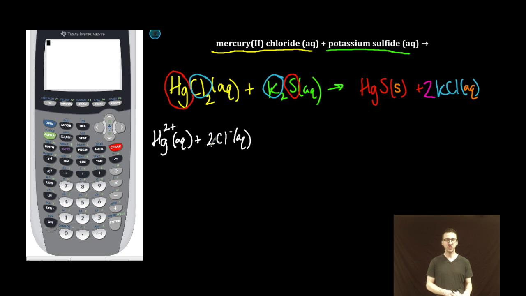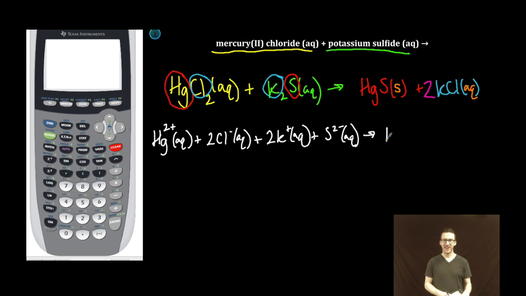Notice that my ratio here is 1 to 2 based on the ratio in the original formula for mercury 2 chloride. An aqueous solution of potassium sulfide is really going to consist of aqueous potassium ions and aqueous sulfide ions. Again, the ratios that I'm using here are based off of the ratios in the original formula.